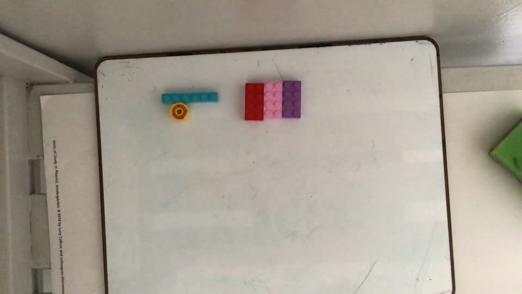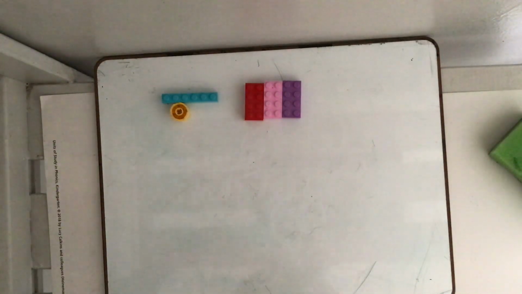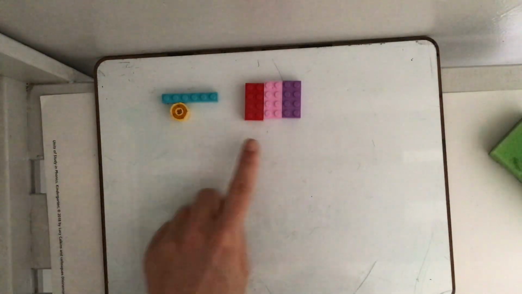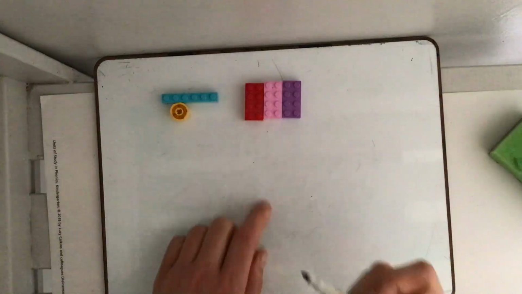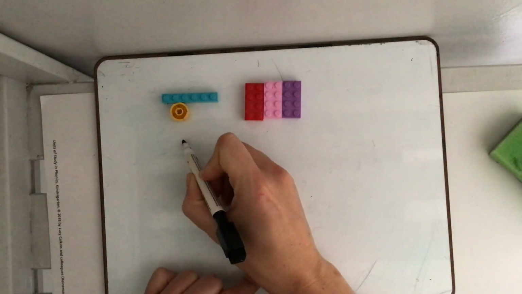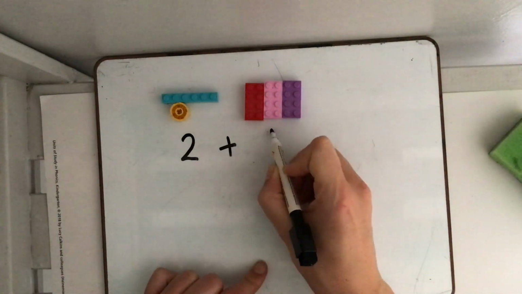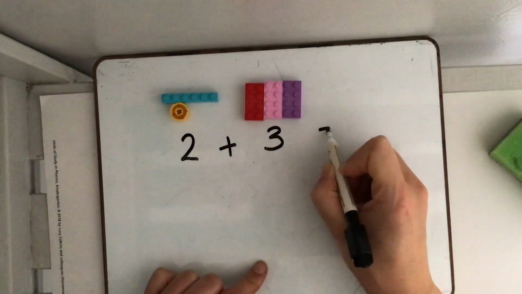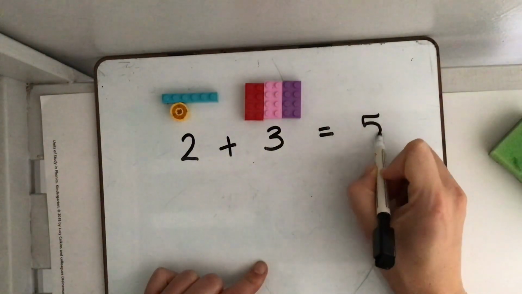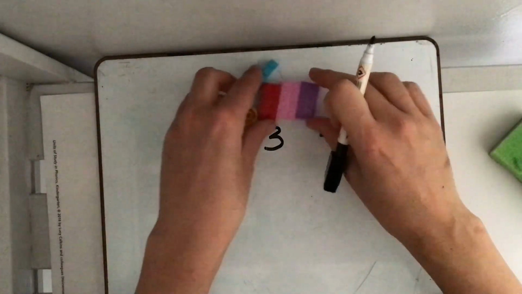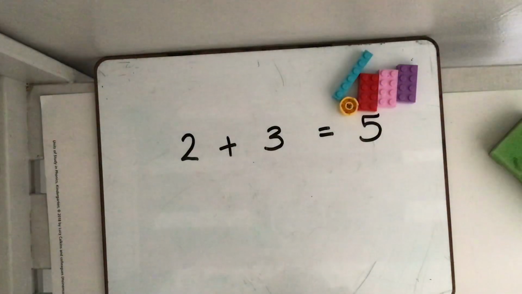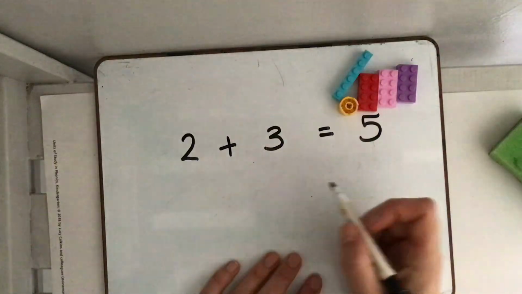Today I brought my Lego to help us think about addition and subtraction and how they're different from each other. Okay, let's have a look at this. I see 2 and 3. I'm going to add them together. The number sentence would look like this. 2 and 3 makes 5 in all, or 5 altogether. See, there's 5 altogether. And the number bond would look a little bit like this.